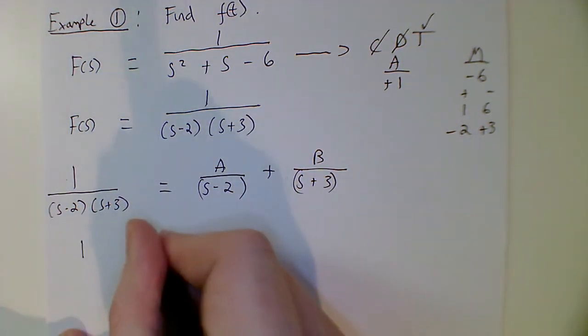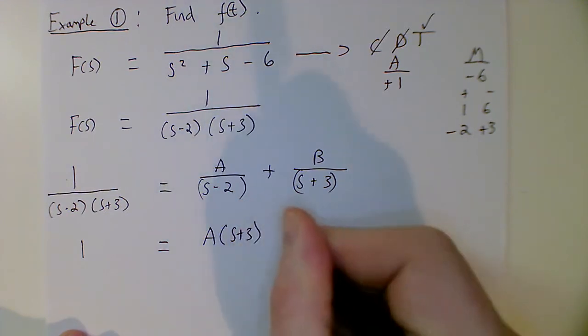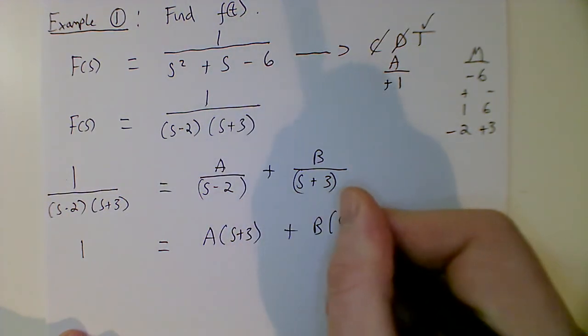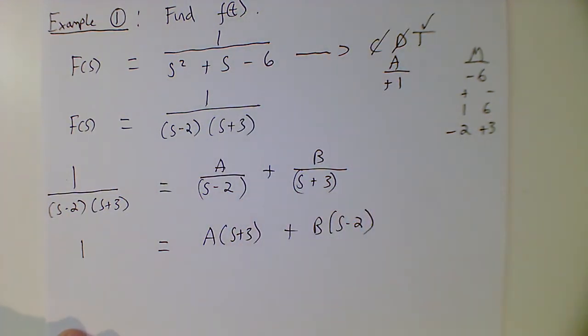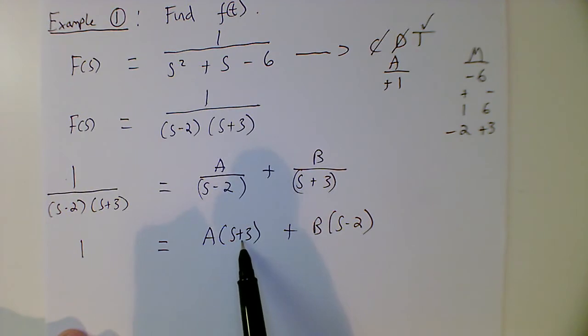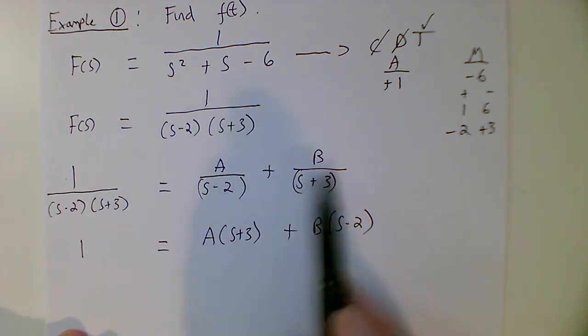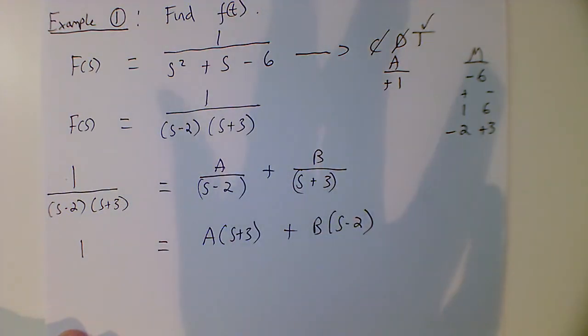So that means that 1 equals a multiplied by (s + 3) plus b multiplied by (s − 2). And remember, what you're thinking is, what's not on the bottom of this fraction? s + 3. What's not on the bottom of this fraction? s − 2. That tells you what you're multiplying through by, effectively.